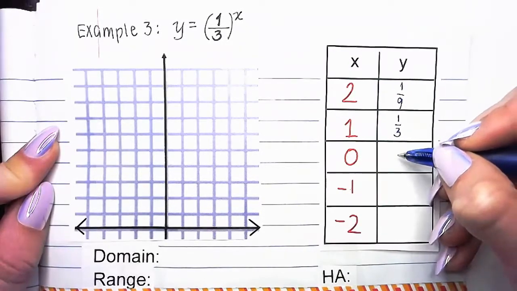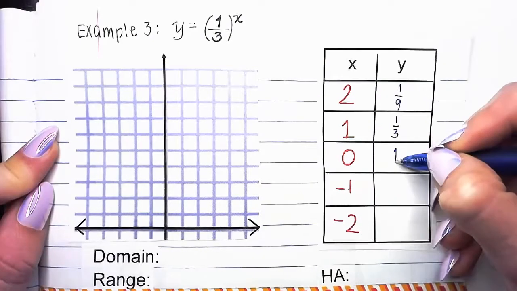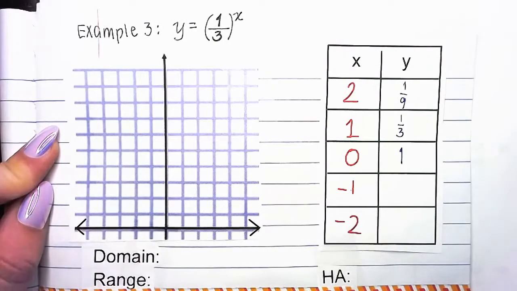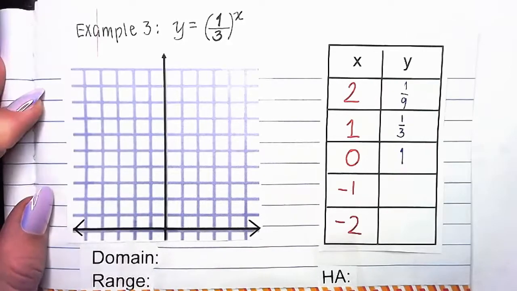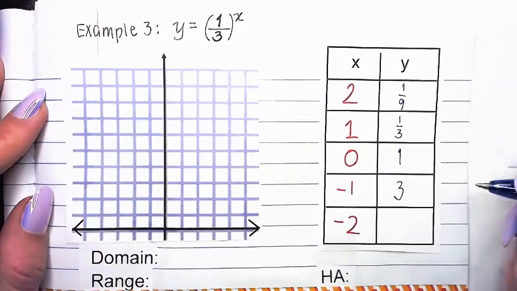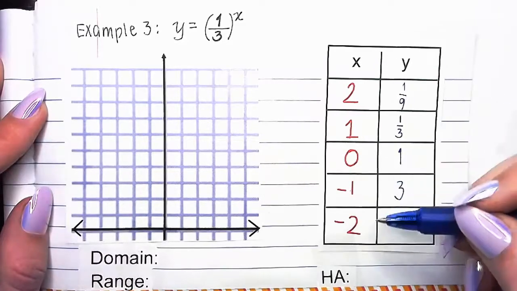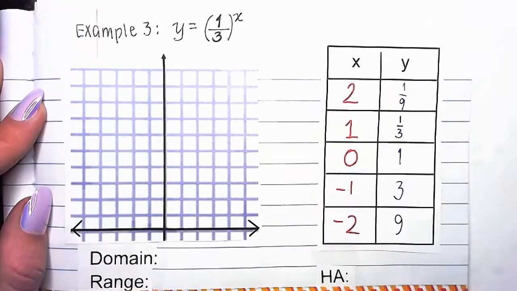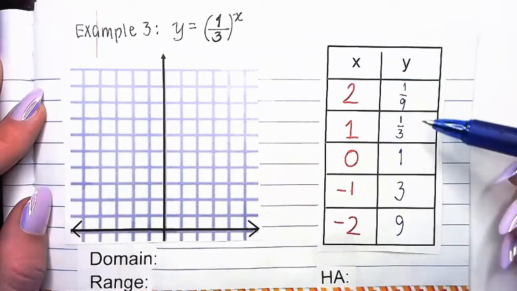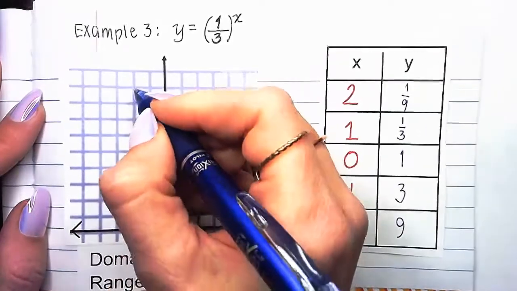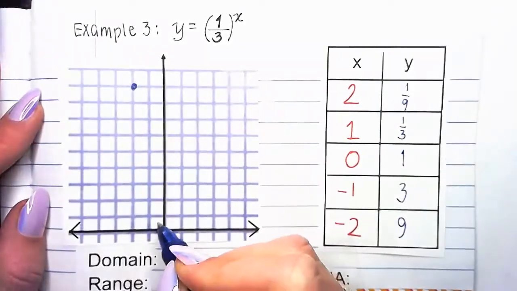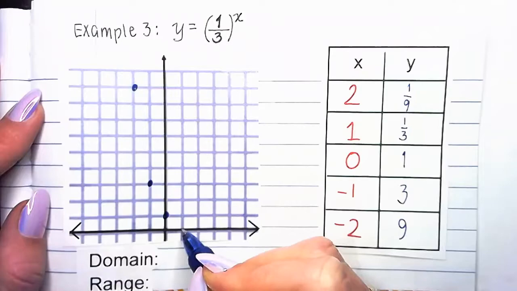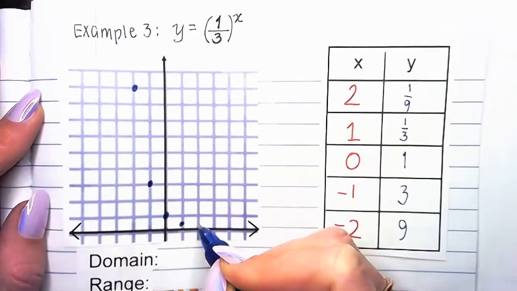What is 1/3 to the 0 power? 1. What is 1/3 to the negative first power? Give it some thought. If you said 3, you were right. What's 1/3 to the negative second power? If you said 9, you are correct. Let's plot these points now. -2, 9, going from the bottom up. -1, 3, 0, 1, 1, comma, 1/3, 2, 1/9.